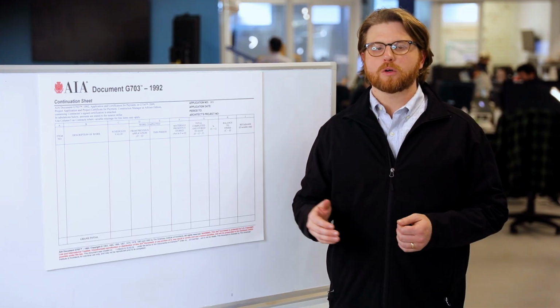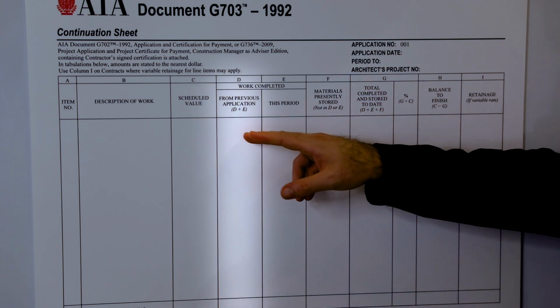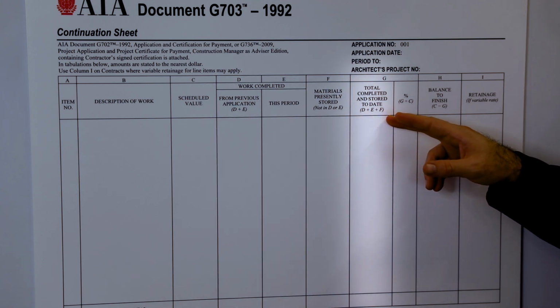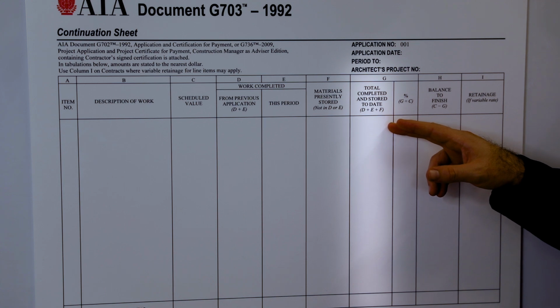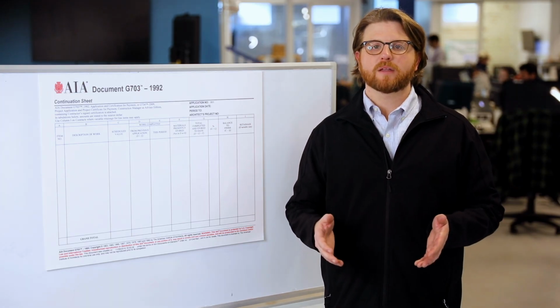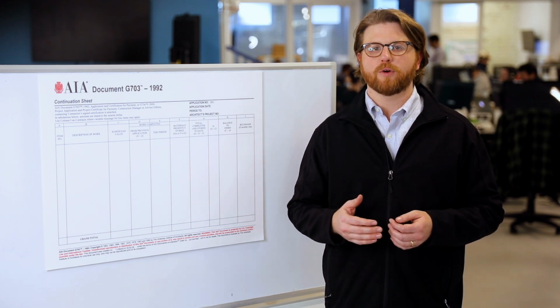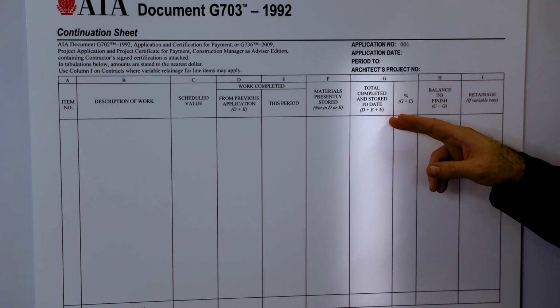Column G is the total completed and stored to date. In this column, all you'll need to do is add up columns D, E, and F. This gives you the total value of the work completed through the pay period, along with the value of the materials that you're storing. This is basically the value of all the labor and materials that you've contributed towards each line item so far. The value will be in the left-hand part of column G for each line item.